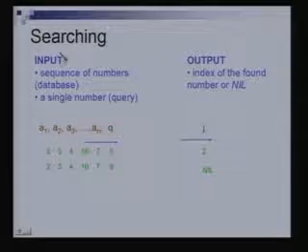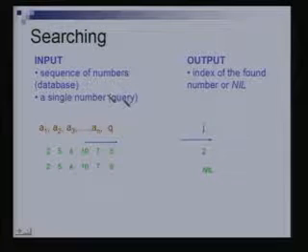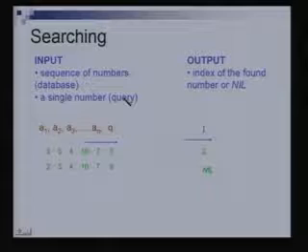So the problem of searching is the following: you are given a sequence of numbers. Let's say these are your keys in a database, anything, and I give you a single number. This is my query. So for example, I could have 2, 5, 4, 10, 7 as the keys in my database, and my query is 5. What do you have to return? You have to return to me the position of this key in this database. Where is it sitting?